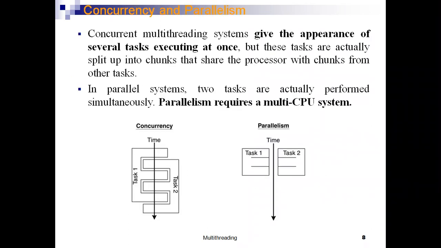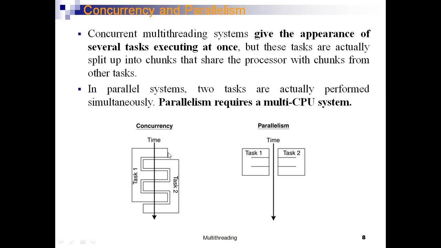So now we'll come to the difference between concurrency and parallelism. Concurrent multi-threading systems give the appearance of several tasks executing at once, but these tasks are actually split up into chunks that share the processor with chunks from other tasks. But in parallel systems, two tasks are actually performed simultaneously. Parallelism requires a multi-CPU system, but concurrency can be achieved on a single CPU system also.